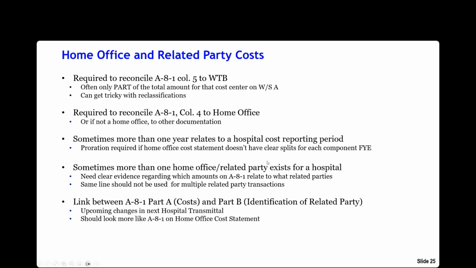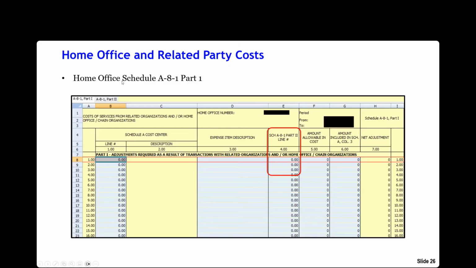And again, we talked about that linkage between the two parts of A81 that we'll see here in just a bit. And that's actually right here. So the home office, the new form set, they revised. This is the most significant revision to the home office cost statement they've had in a very long time. They renamed a lot of the schedules, and a lot of them made more sense now. They actually call the home office related party worksheet A81 now, just to match the providers. So you know exactly where to go for it.